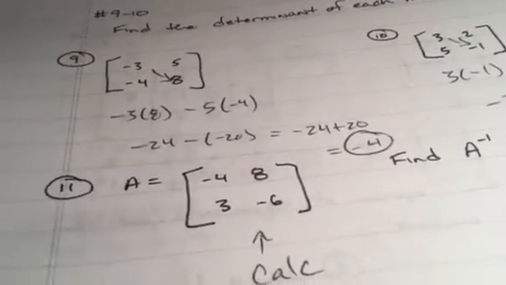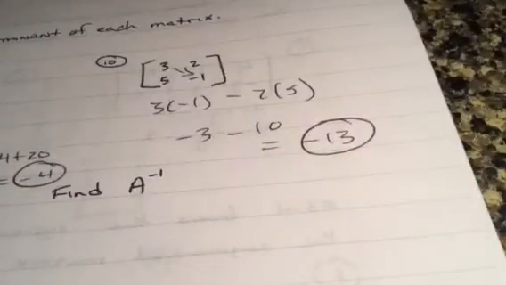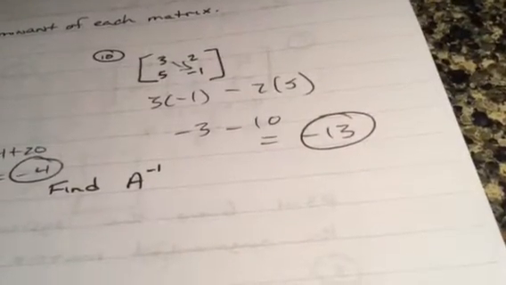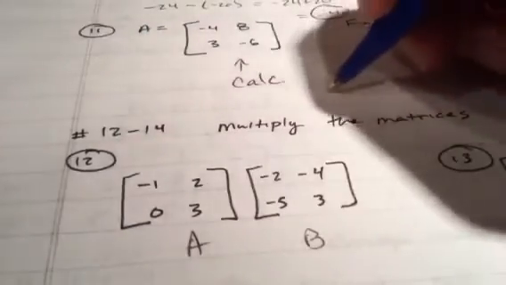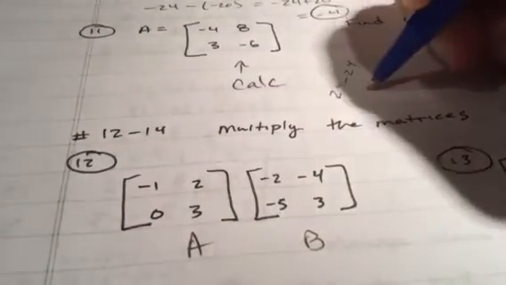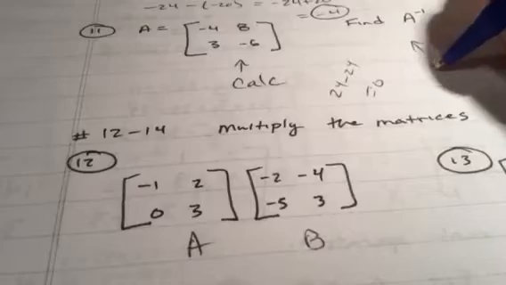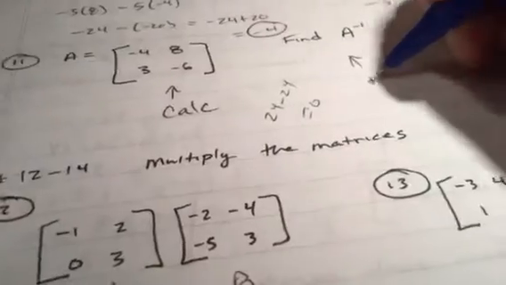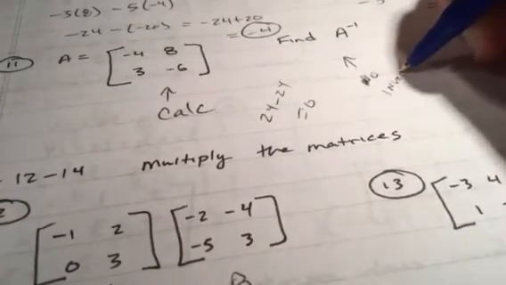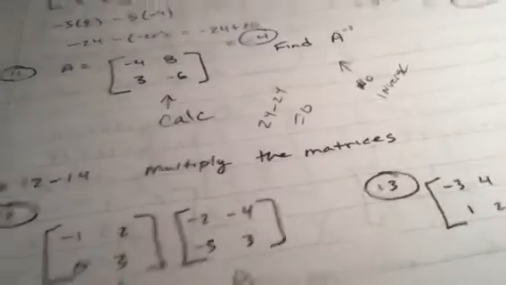Difference of the cross products, you get -4. Just find the determinant. Difference of the cross products, you get -13. Again, you could call that A and find the determinant of A. For A inverse, first off, the determinant is 24 minus 24, which is 0, so it has no inverse. You're going to get an error. When the determinant is 0, you get no inverse.